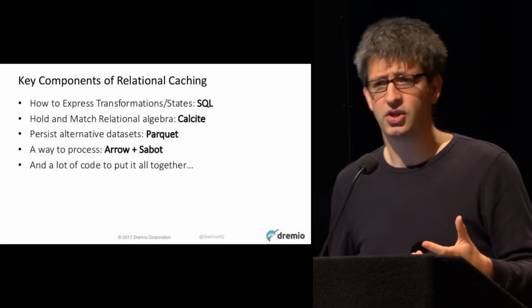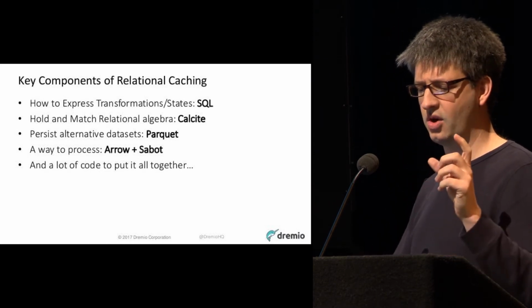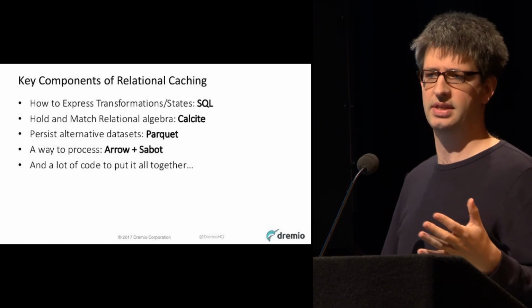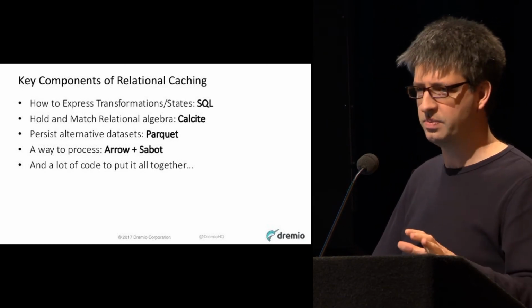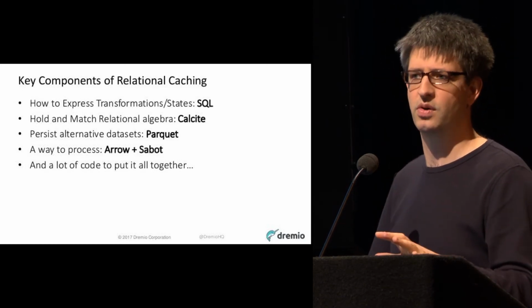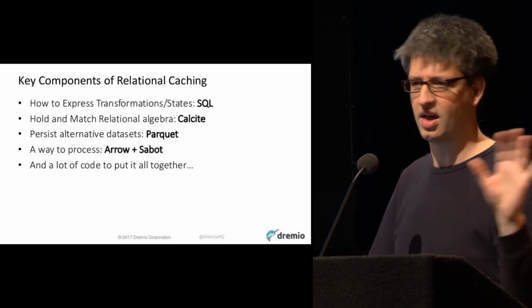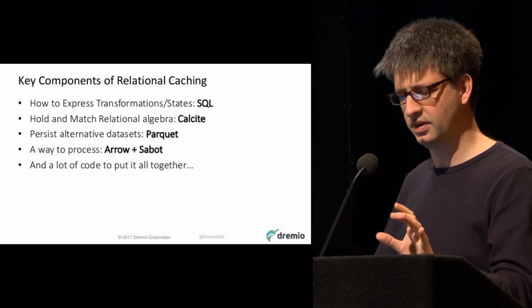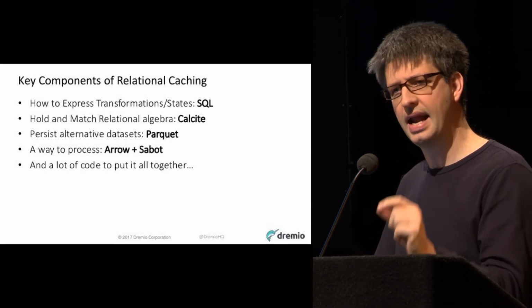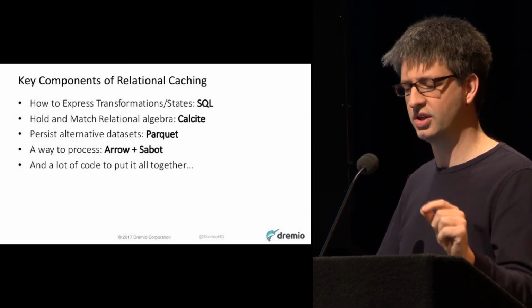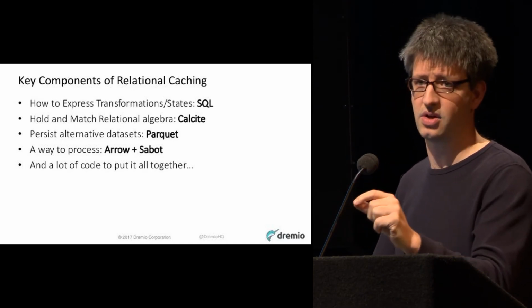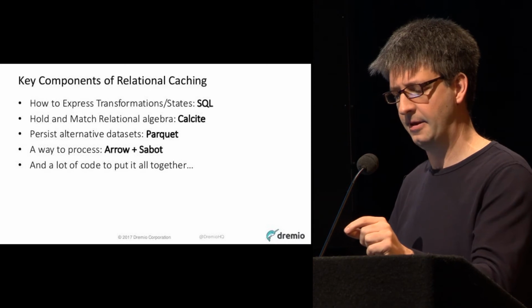And so building a relational cache as we did, we started with, OK, what are the key components? And the first is basically, how do you express transformations and states? And there's multiple ways you could do it. You could do it code-based. We thought that SQL made the most sense. It fits at least a lot of people's understanding of how to express different transformations. And so let's use SQL. And so then, OK, once we do that, how do you hold and manage these relational algebra representations? And that's when we took Calcite and we said, we're going to use Calcite to solve this because it's a very good toolkit for that.